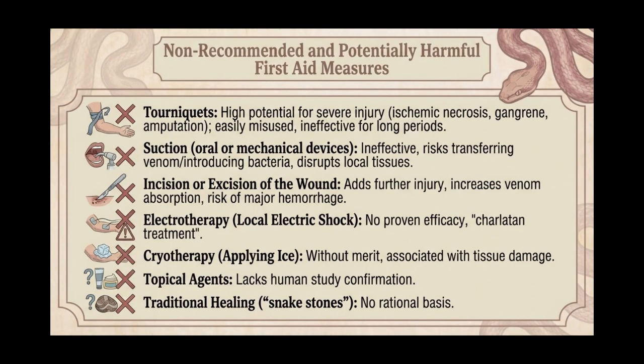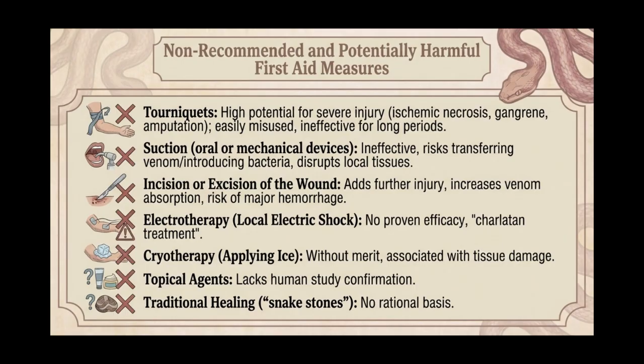Many traditional or previously advocated first aid measures are no longer recommended because they are ineffective, potentially harmful, or could delay obtaining proper medical care. For instance, using a tourniquet is discouraged because it can be misused easily, is only effective for a short period, and carries a significant risk of severe injury through tissue death caused by lack of blood flow. This can lead to gangrene and the possible amputation of the affected limb.